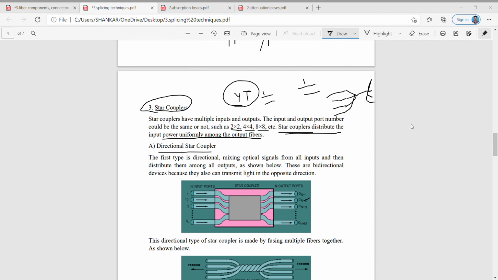Is it visible for star coupler or up to only T coupler? Okay, I will tell.